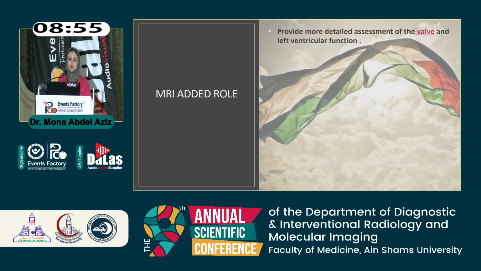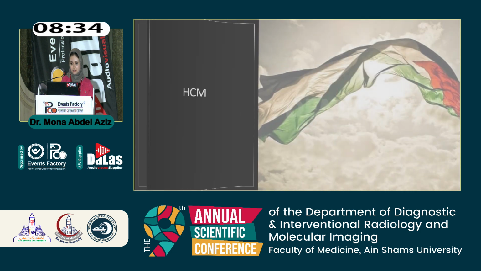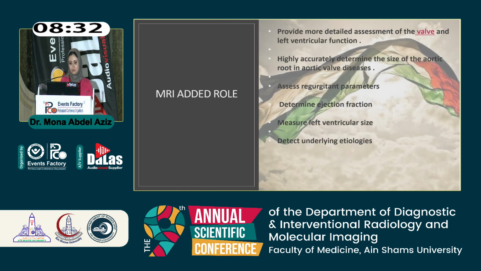So what is the added role of MRI in valvular heart disease? It provides a more detailed assessment of the valve and the left ventricular function, and can accurately determine the size of the aortic root in aortic valve diseases. It also assesses the regurgitant parameters, determines the ejection fraction, and measures the left ventricular size, and most importantly, it detects the underlying etiologies.